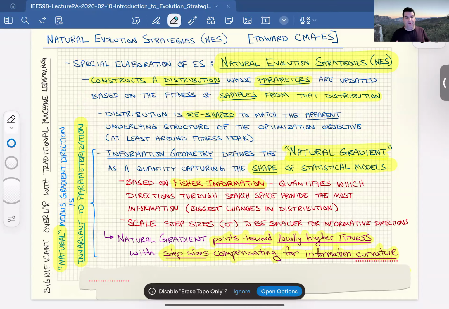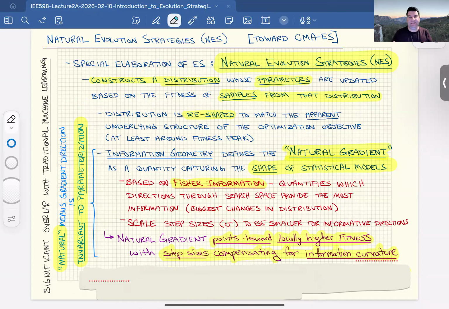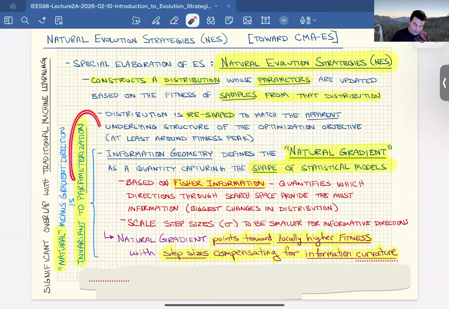And so where does the natural come from? Notice here that our optimization objective, I haven't said that it has a gradient, and it doesn't. So this natural gradient does not require a differentiable fitness objective. That's not what it's doing here. It also is invariant to parameterization. This is what's so important in other machine learning applications too.